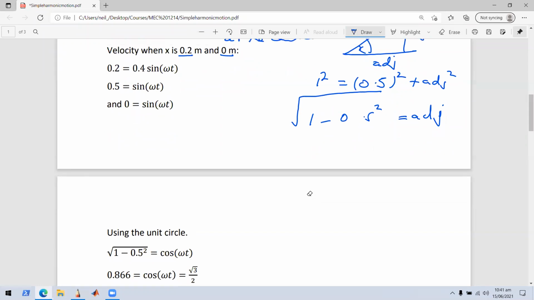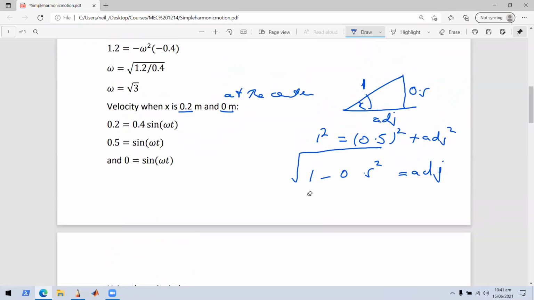Now, this adjacent is still technically cosine of x times the hypotenuse value of 1, which is just cosine of x. So this here is actually cosine of x. Now, cosine of x, when we're doing that, we actually mean cosine omega t.